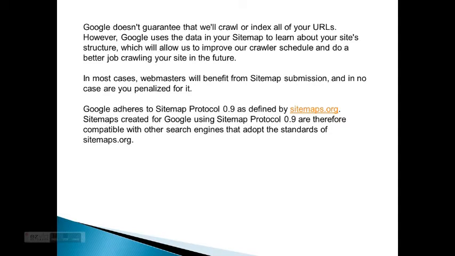Google adheres to Sitemap Protocol 0.9 as defined by sitemaps.org. Sitemaps created for Google using Sitemap Protocol 0.9 are therefore compatible with other search engines that adopt the standards of sitemaps.org.